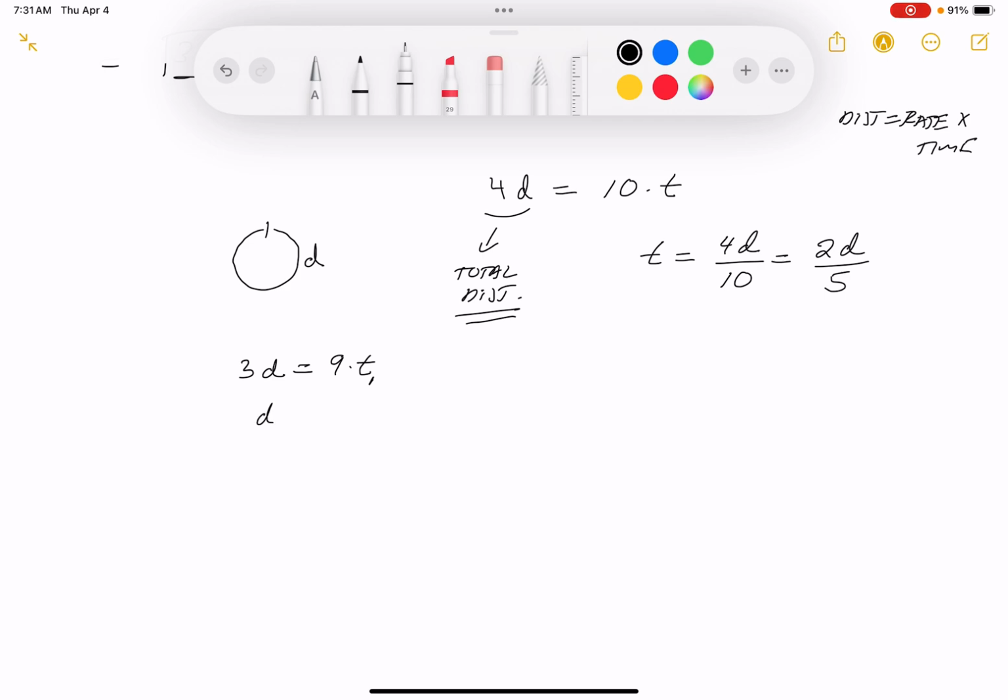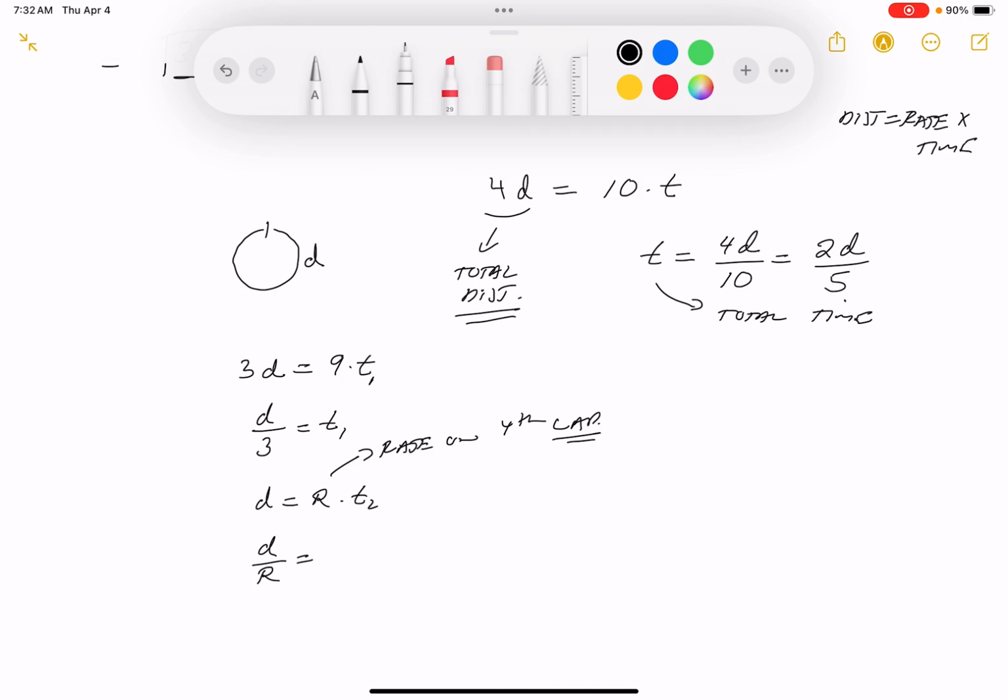What's it going to be? D. I'm going to divide both sides by 3, by the way. By the way, this is total time. What's D going to be? Sorry, not D, but T. I divide by 9, so it's going to be D over 3 is T1. All right? Let's talk about the final lap, by the way. The final lap is D, and he's going at the requested rate. I have no idea. This is the rate on the 4th lap. All right? Times T2. So it's going to be D over R is T2.